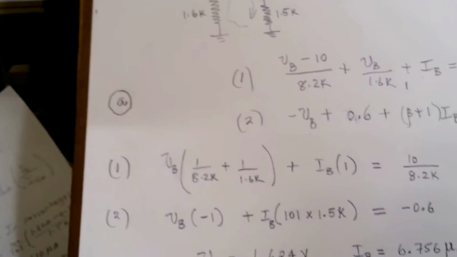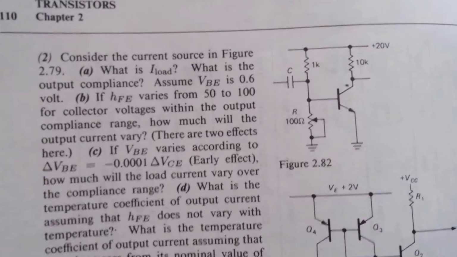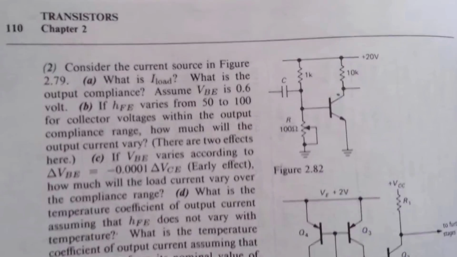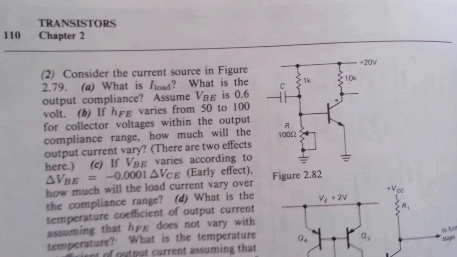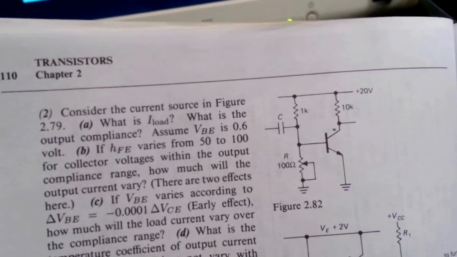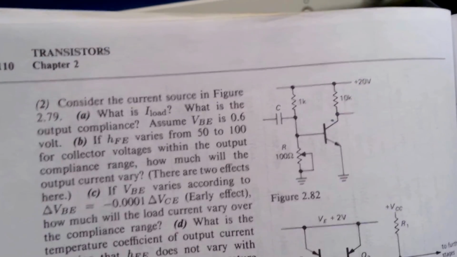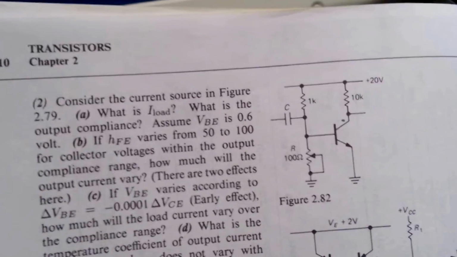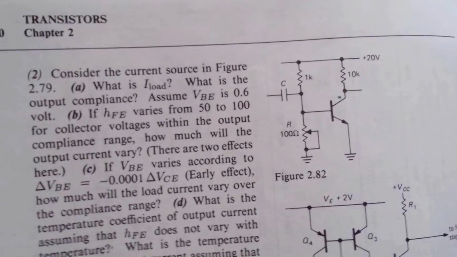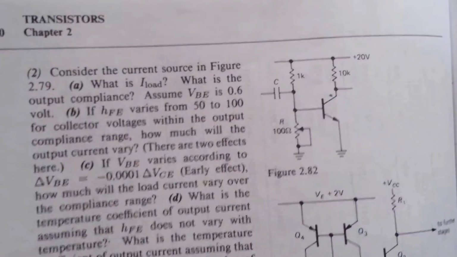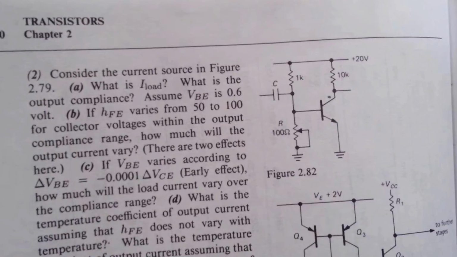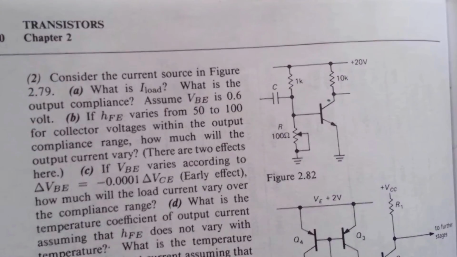Okay, now let's go ahead and solve the B part. The B part says if HFE varies from 50 to 100 for collector voltages within the output compliance range. Oh, sorry, I skipped, there's actually a second part of A. It asks what the output compliance is, assuming VB equals 0.6, which we already know. The output compliance of a current source is the voltage necessary for the collector emitter voltage to vary in order to maintain the constant current.